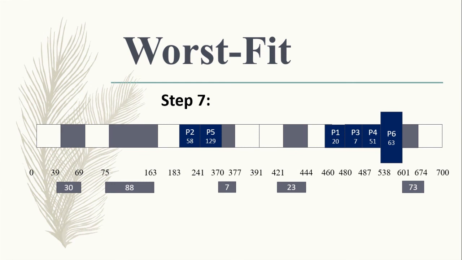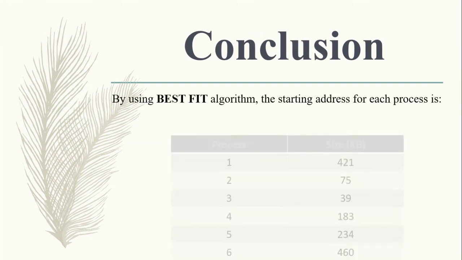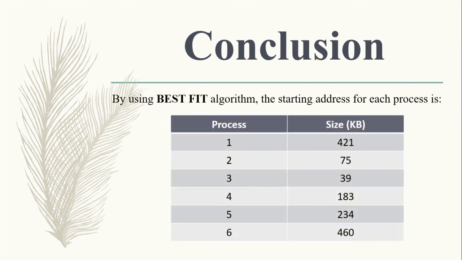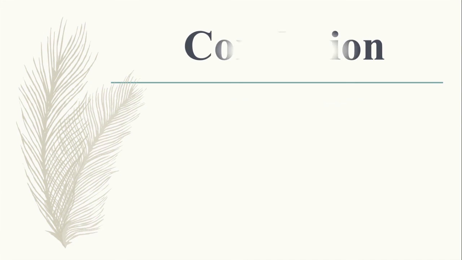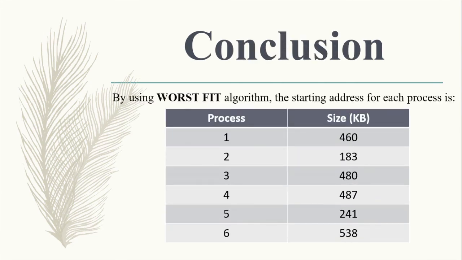So here is the conclusion by using the best fit algorithm, and the starting address for each process is here. Well, for the worst fit, the conclusion is here, the starting address of worst fit.